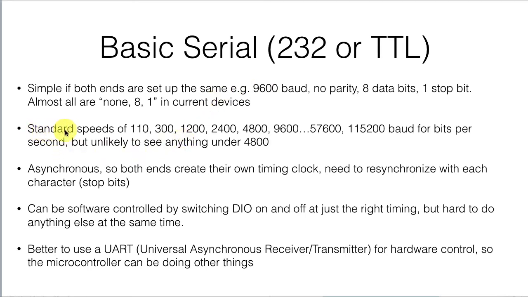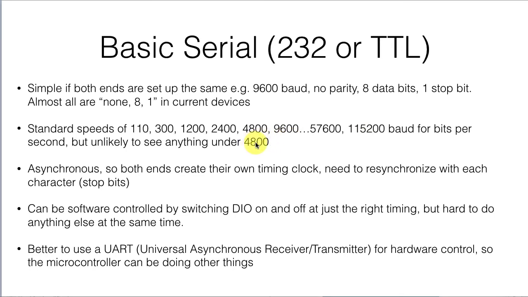It has standard speeds of 110 up to 115,200 baud, and that stands for bits per second. And you're unlikely to ever see anything under 4,800 baud. 110 baud was the speed of the early acoustic couplers that you'd attach directly to a telephone, and 1200 baud were the first personal computer modems.